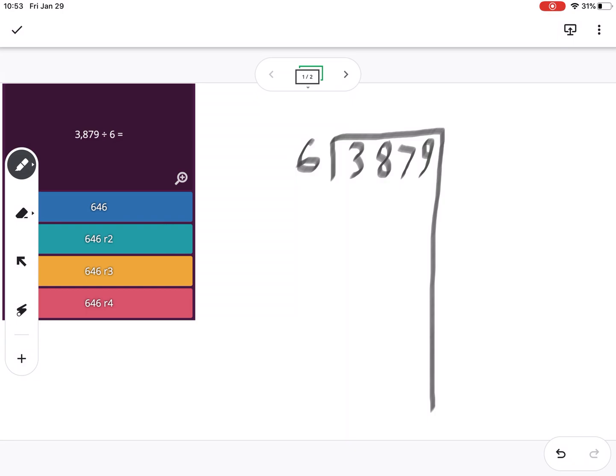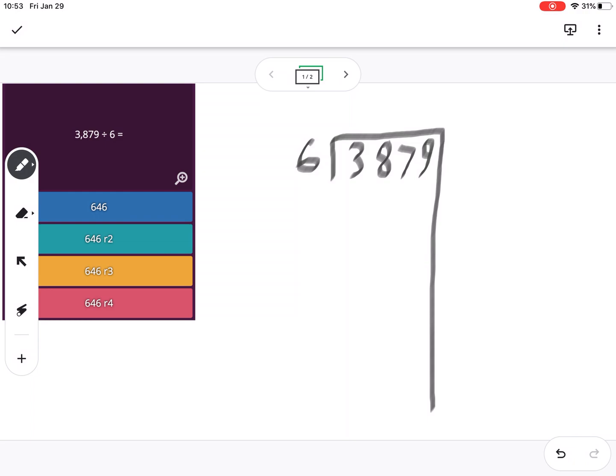Well, can it go in 1,000 times? No, it cannot, because if we thought about having 6 friends and giving them each 1,000, that would be a total of 6,000. It's too many. I could give them 100 each, but that would not be a very big number. That's only 600. So we're looking for something in the middle.